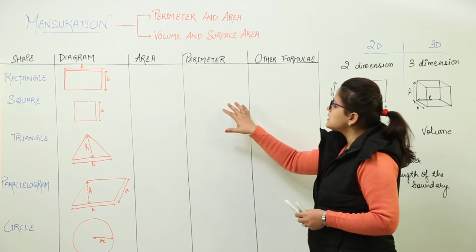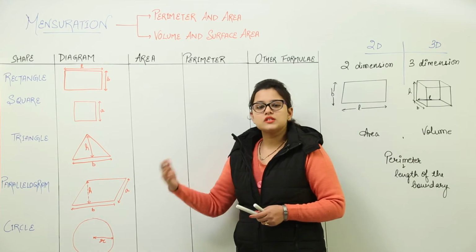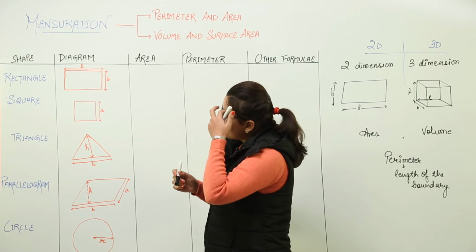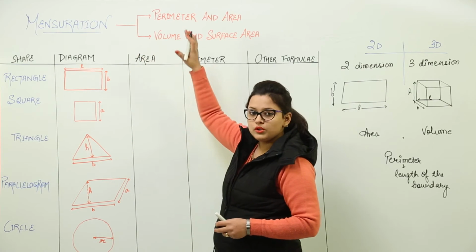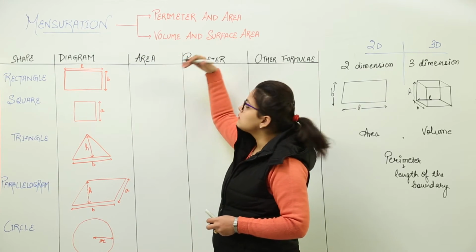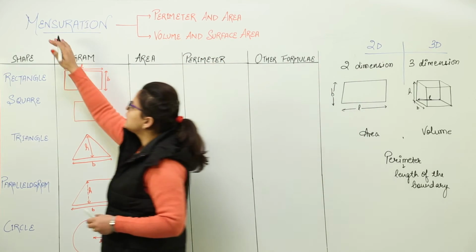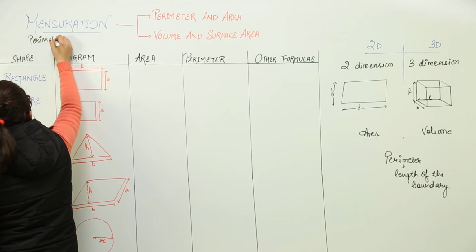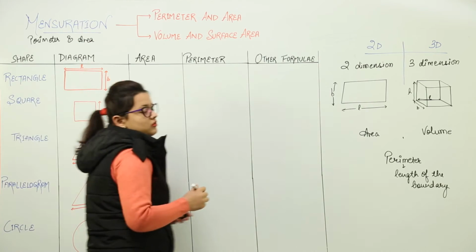Now we will be discussing the area, perimeter and other formulas for all the shapes that we would come across. Let us start. We are doing perimeter and area. Mensuration, as I told you, is divided into two parts: perimeter and area, and volume and surface area. So we will first do the perimeter and area part, and later on we will discuss the next part of the chapter.